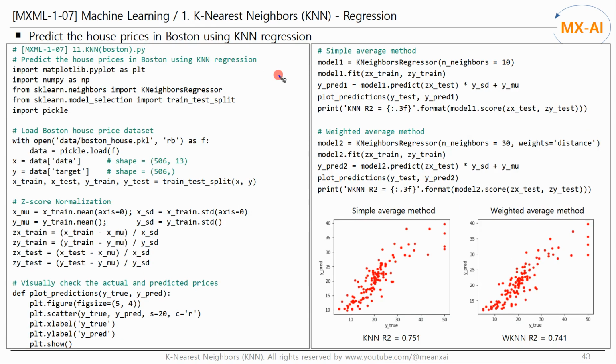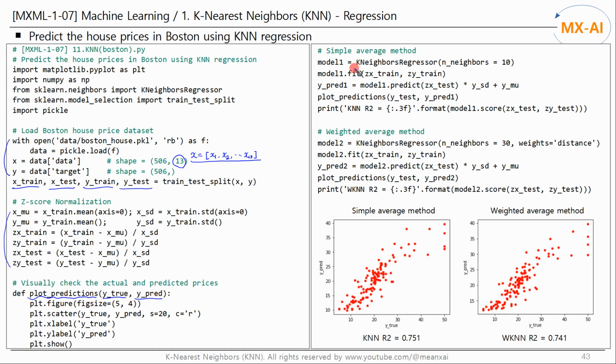Next, let's use a KNN regression model to predict the house prices in Boston. Load Boston house price dataset. This data consists of 13 features. And we split it into the training data and the test data. Normalize the data using the z-score method. Write a function that visually displays the actual and expected prices.